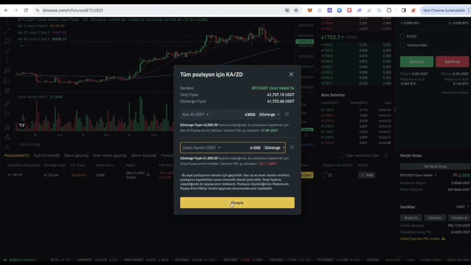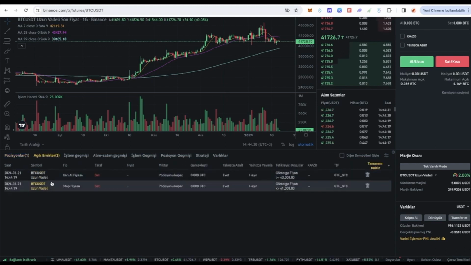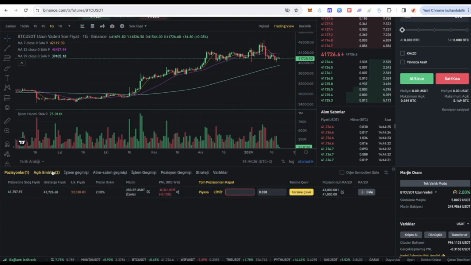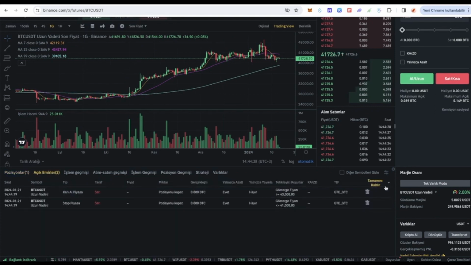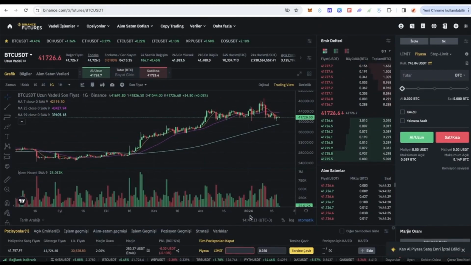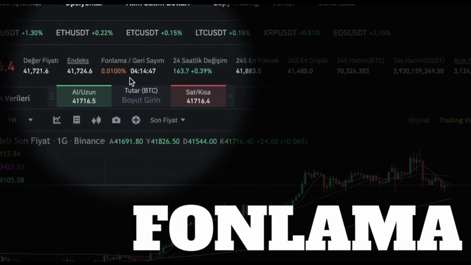I'm tightening on this. If Bitcoin sees $43,000, I say take profit and I make $37 profit. If Bitcoin drops to $41,000, I close my position and I lose $22. I press confirm and confirm it again. Look, I have two open orders entered here, in two different directions for my position. You can see this as a stop loss. This is how stop loss logic works here. I'm canceling my orders and I'm back in my position.